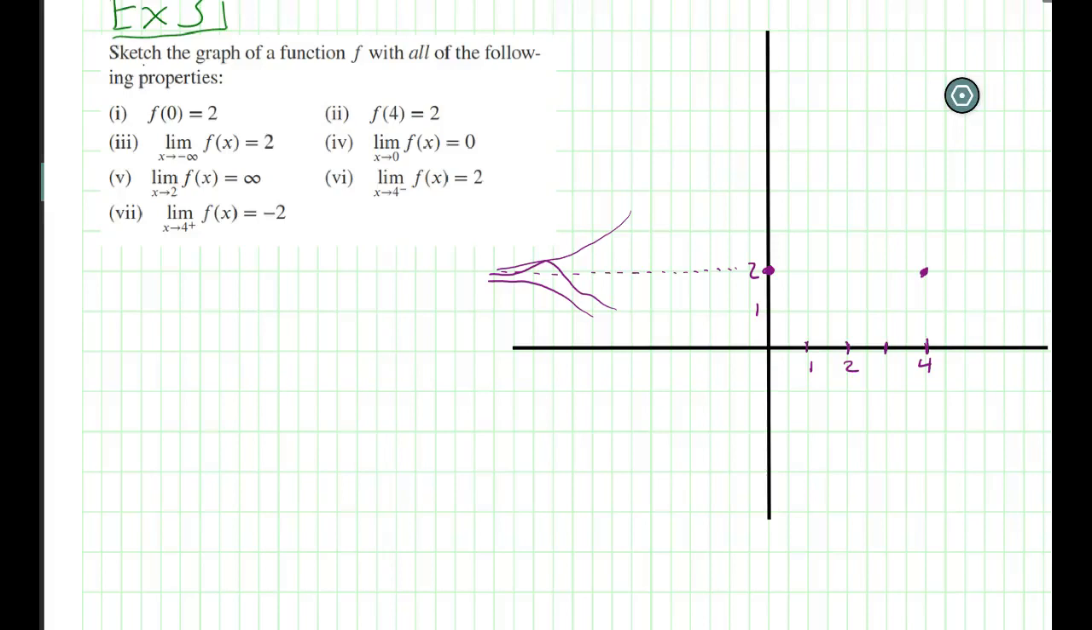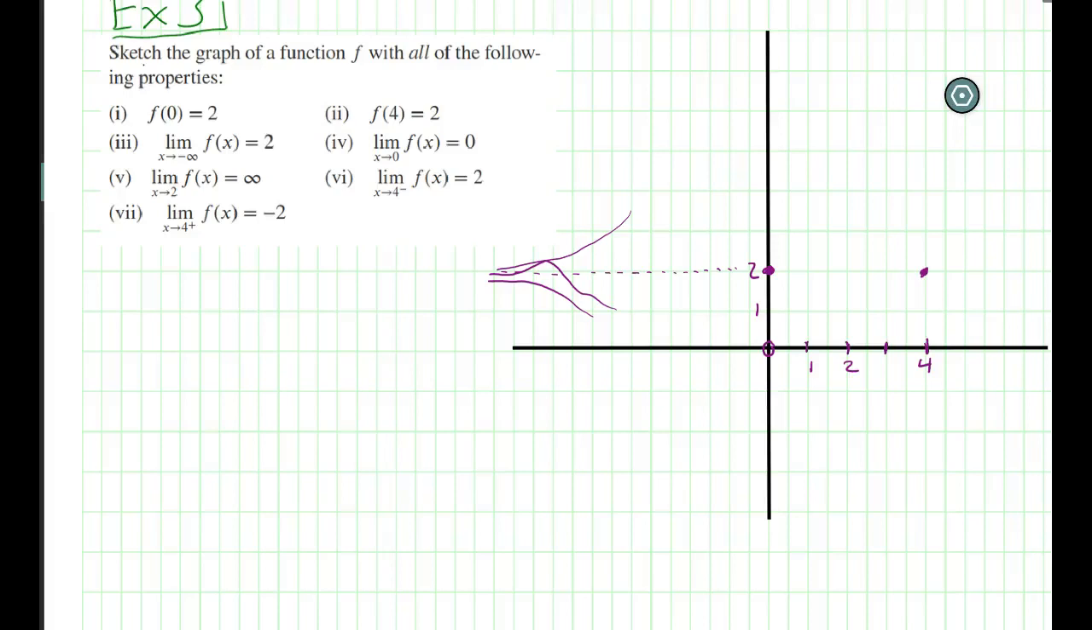The limit as x approaches 0 of f of x is 0. So that means from both sides. Now we know that it doesn't actually have the point 0, 0 here because it has the point 0, 2, and it's only allowed to have one y value when x is 0. We just know that it's getting close to there.